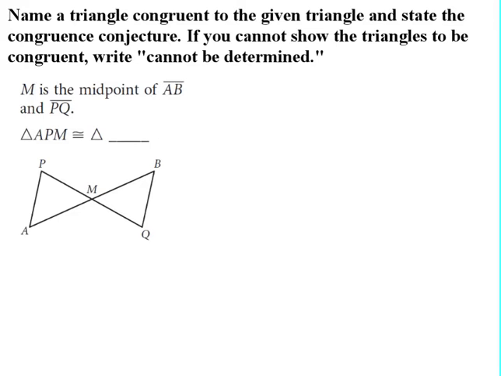All right, let's look at another one. Name a triangle congruent to the given triangle and state the congruence conjecture. If you cannot show the triangles to be congruent, it's cannot be determined. So let's look at this. M is the midpoint of AB. What does that tell me? MD and MA are equal. Those are equal. And M is also the midpoint of PQ.